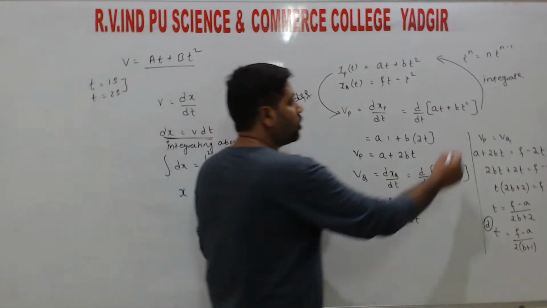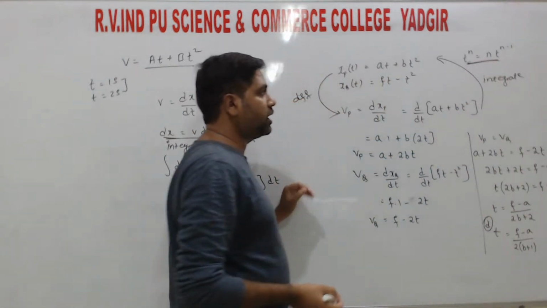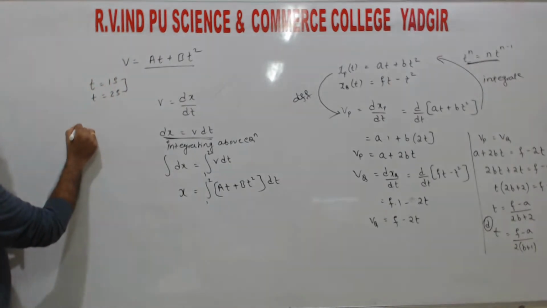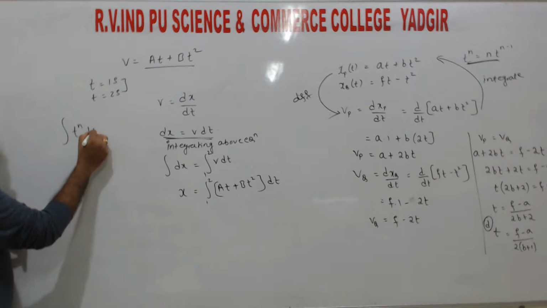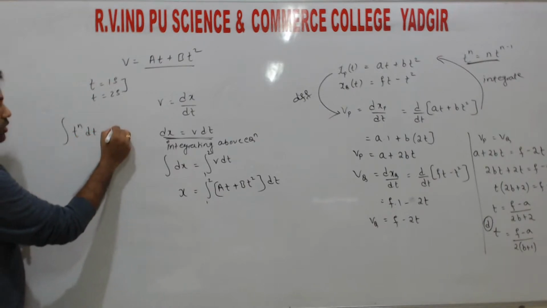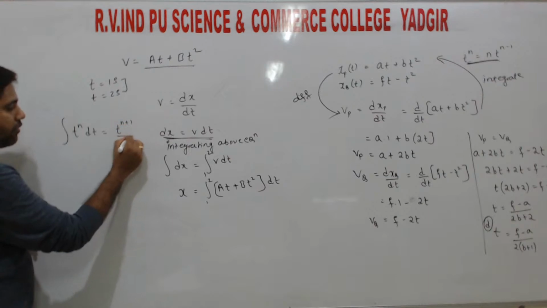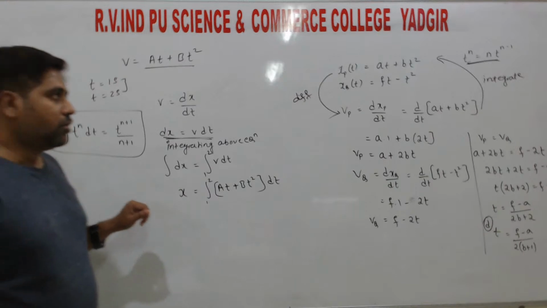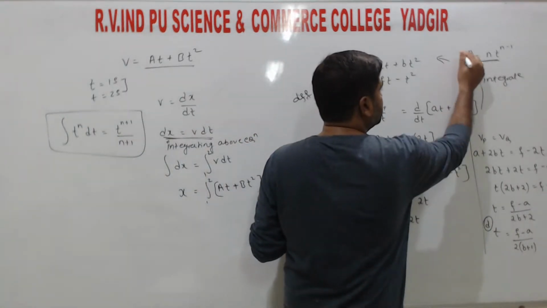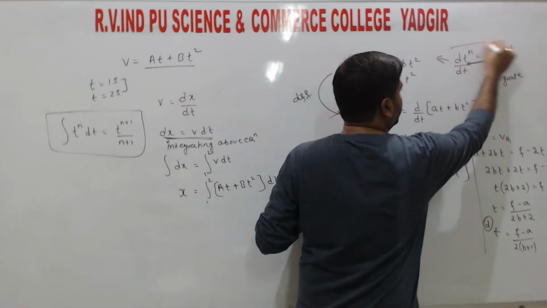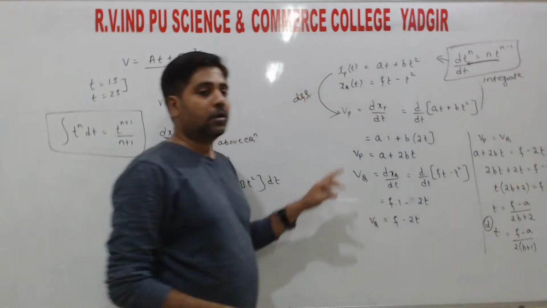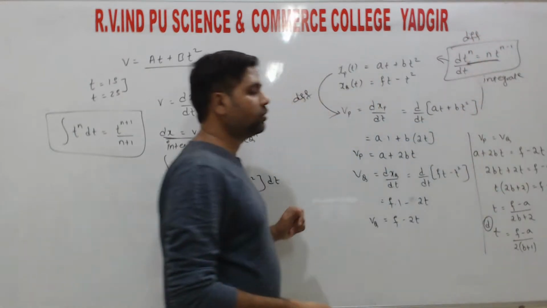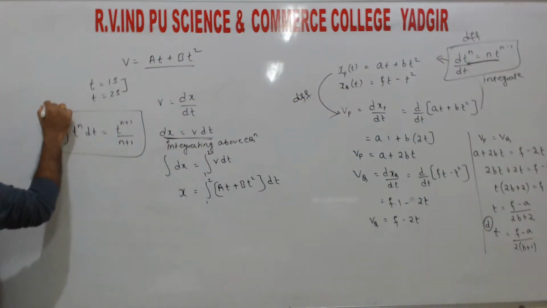This is the formula for differentiation: d by dt of t to the power n is equal to n into t power n minus 1. If we integrate t power n with respect to dt, that is equal to t power n plus 1 divided by n plus 1. You need to remember this one. So the first is for differentiation, and this one is for integration.